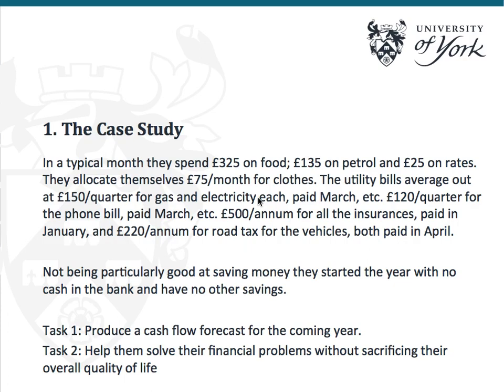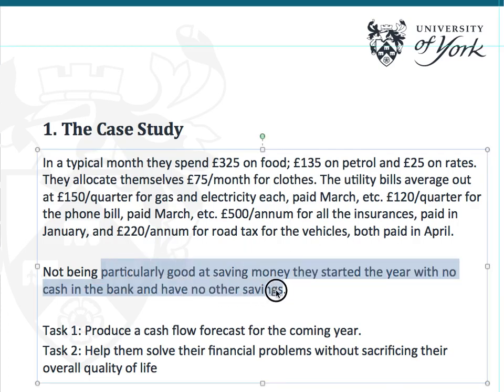Now, you can see from this case study that the amounts are specified and also the timing of those is clearly stated. And we must make the assumption that this is their entire cash in and cash out, because we're not told anything otherwise. The other piece of information we've got here is they're not particularly good at saving money. They've started the year with no cash in the bank and have no other savings. So in that respect, okay, a bit naughty, but okay.